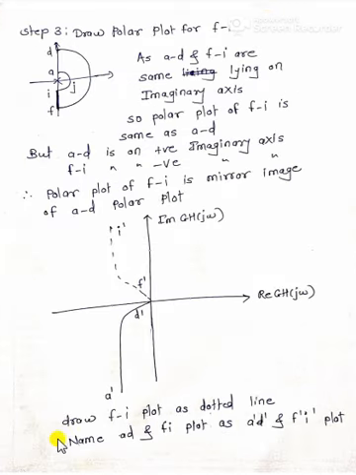Now the next step is step number 3. Draw the polar plot of path FI. We completed the AD polar plot. Now next is FI. AD and FI both lie on the same imaginary axis, but the values are negative. AD is positive, FI is negative, right? So the polar plot of FI is a mirror image of the AD polar plot.